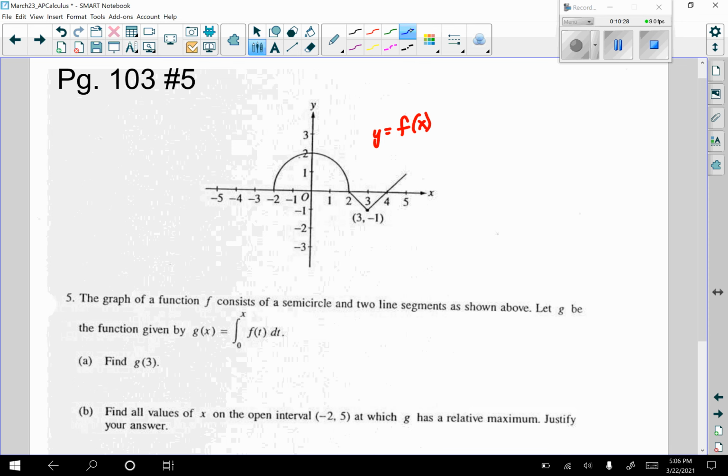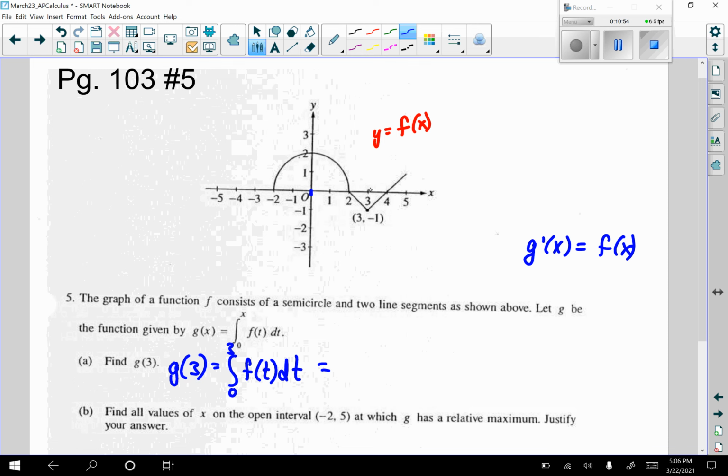And right away the connection is we may need the derivative of g. So I'm just going to write this out off to the side, but we're still going to need it in every explanation. But we would say g prime of x ends up equaling f of x. So we want to find g of 3. So g of 3 ends up being the integral from 0 to 3 of f of t dt, which is just the area under the curve.